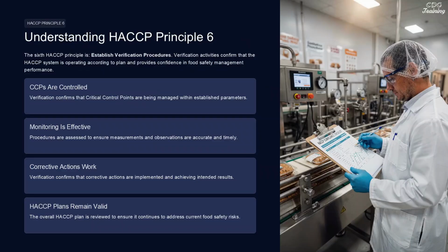The sixth HACCP principle is establish verification procedures. Verification activities confirm that the HACCP system is operating according to plan and provides confidence in food safety management performance. Verification ensures that critical control points are being controlled within established parameters. It confirms that procedures are assessed to ensure measurements and observations are accurate and timely. Verification also checks that corrective actions are implemented and achieving intended results. Finally, it ensures that the overall HACCP plan remains valid to address current food safety risks.